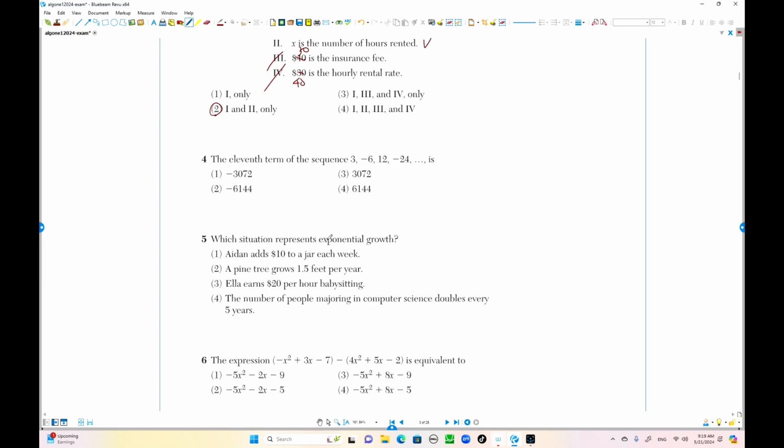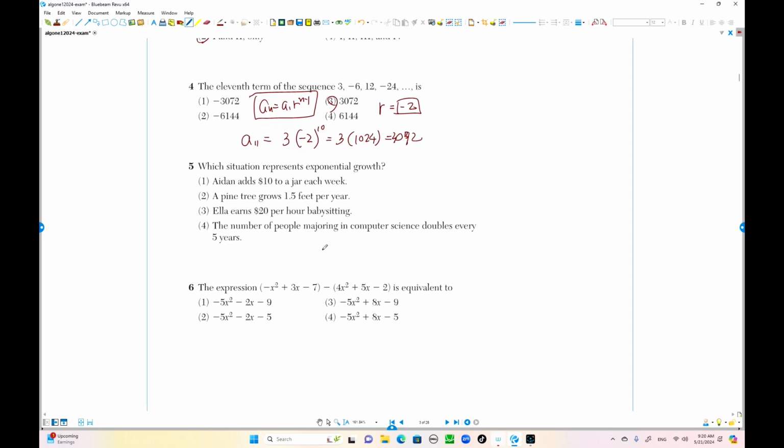11th term of a sequence. This is a geometric sequence. So common ratio is what? Negative 2. So the 11th term is the first term times the common ratio, negative 2, to the power of 11 minus 1, right? n minus 1. Do you remember? First one times r to the n minus 1. That's the formula. So 11 minus 1 is 10. 3 times 1024, 3072, right? So choice 3 is the answer.